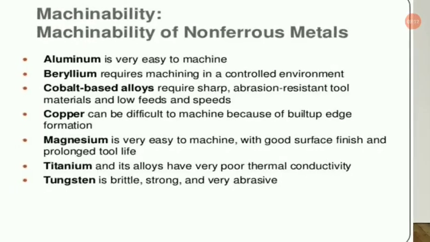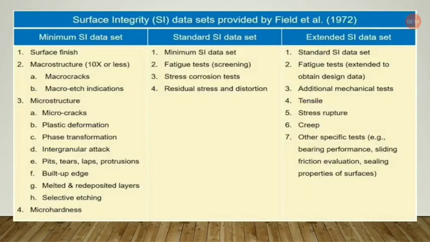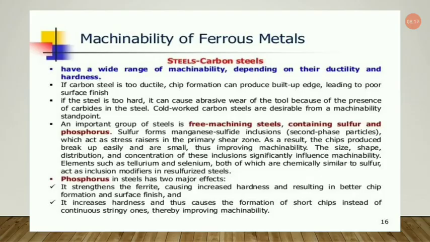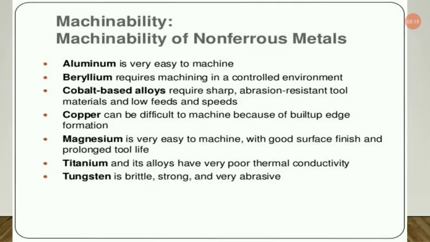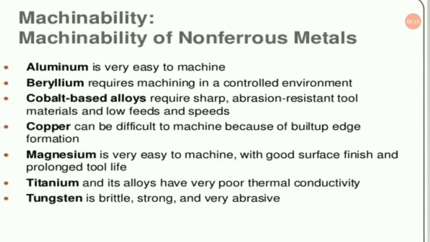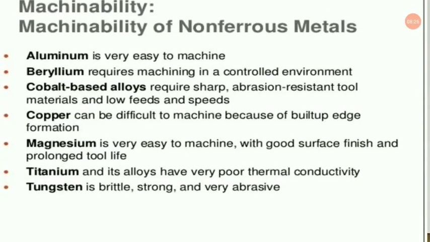Now, machinability of non-ferrous materials. Let us start with this one. Later we will move on to the next slide, which will have machinability of ferrous metals. Aluminium is a well-known non-ferrous metal, and it is very easy to machine due to its high machinability, whereas beryllium requires machining in a controlled environment.